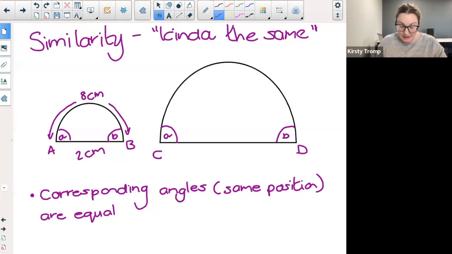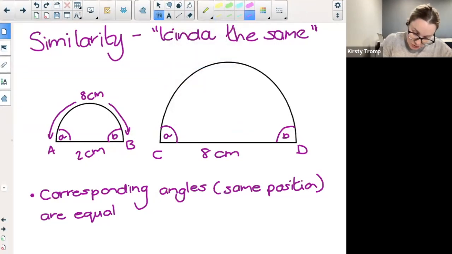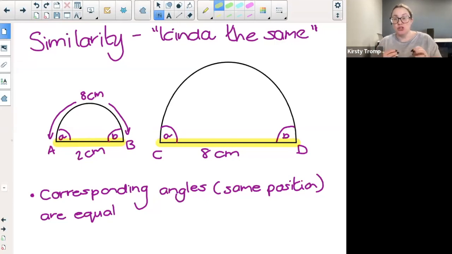What's different here is you would see the following. In our first diagram, AB was 2 centimeters. In this diagram here, we're going to say that this bottom line is going to read 8 centimeters. So the corresponding side to AB would be CD. And what can we see about CD? Are the sizes of those sides the same? No, they're not the same. What did we do just now? What did I do on my page? I made that image bigger.